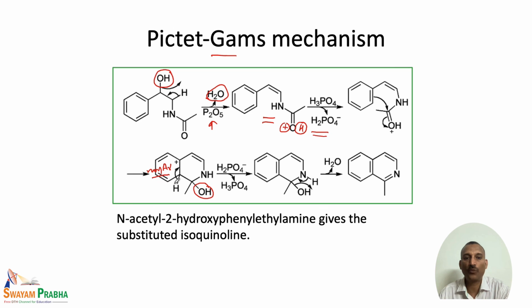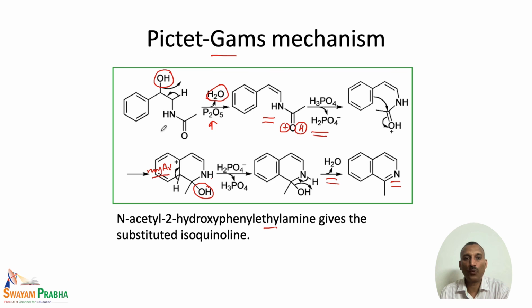So, the loss of proton leads to the aromatization of this unit, and the hydroxy unit is lost as a water molecule by the shift of hydrogen, that is internal proton transfer from this nitrogen to this particular hydroxy unit, which leads to the loss of water molecule, and finally we end up with the isoquinoline derivative. So, here the N-acetyl 2-hydroxyphenylethylamine is the intermediate that is involved.